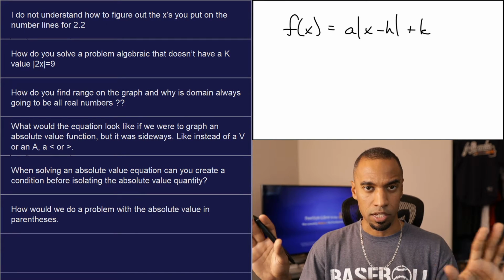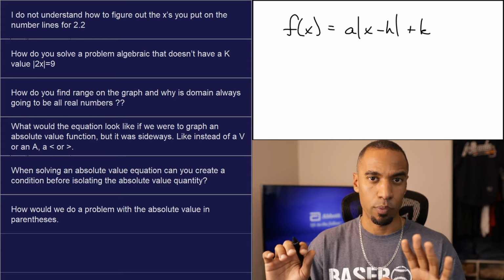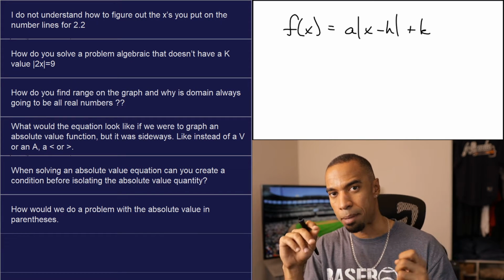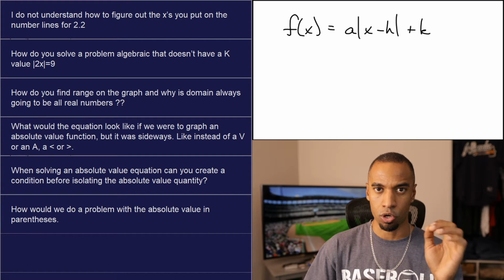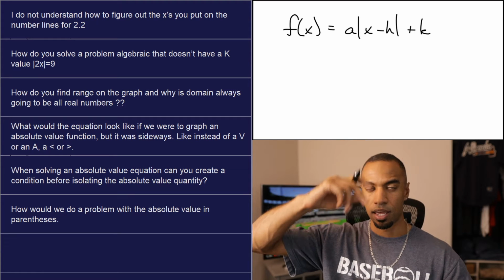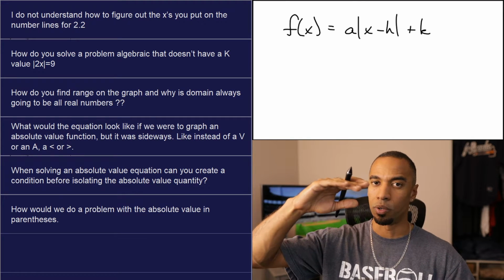Let me just talk about the in general thing. In general, how to find range on a graph is you ask yourself, what is the absolute maximum and minimum that your graph ever goes in terms of height? How high does it go? How low does it go?